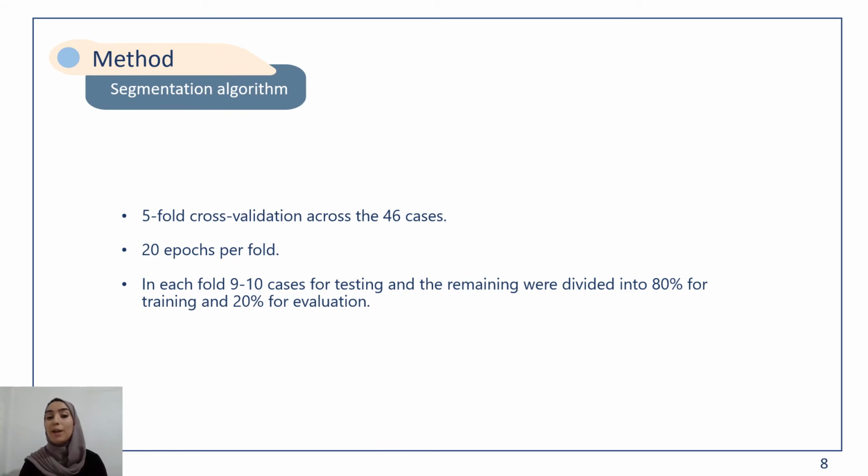We performed 5-fold cross-validation, and for each fold there were 20 epochs, and the dataset was divided such that in each fold 9 to 10 cases were used as testing, and the remaining cases were divided into 80% for training and 20% for evaluation.